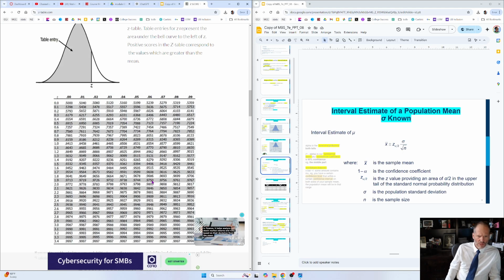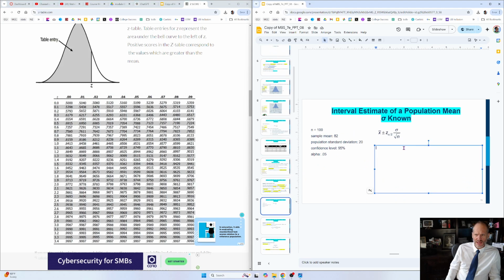It's right here, so we want 1.96. So our z is going to be 1.96, and we'll put that here, and we'll put z sub alpha is equal to 1.96. I'm going to make this a little bit bigger too. We'll make this 18, and that's a little bit better. And so we have our alpha, and then we need to know our population standard deviation is 20.